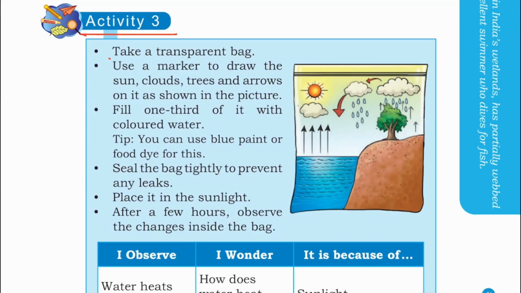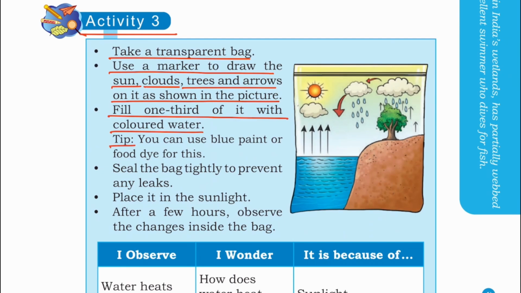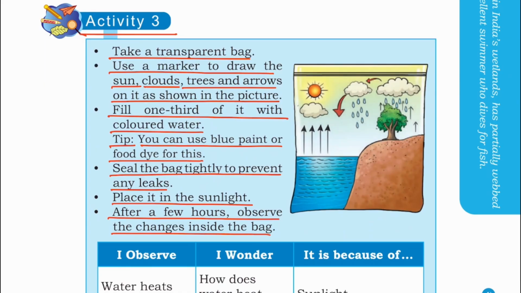Activity 3. Take a transparent bag. Use a marker to draw the sun, clouds, trees and arrows on it as shown in the picture. Fill 1/3 of it with colored water. Tip: you can use blue paint or food dye for it. Seal the bag tightly to prevent any leaks. Place it in the sunlight. After a few hours, observe the changes inside the bag.